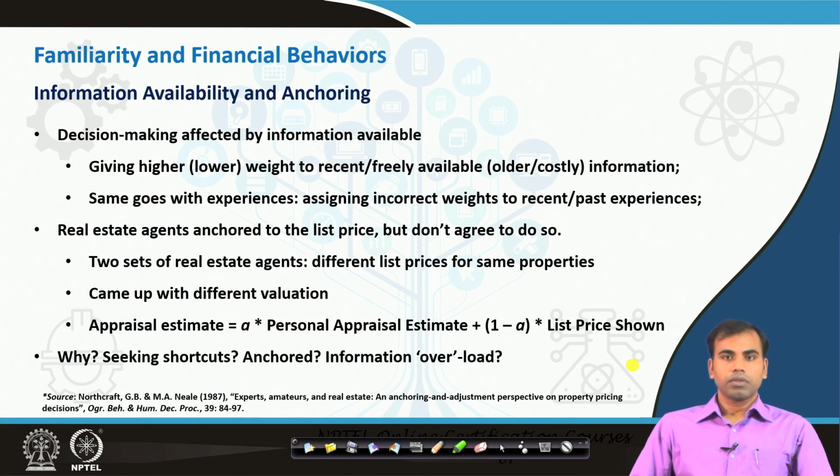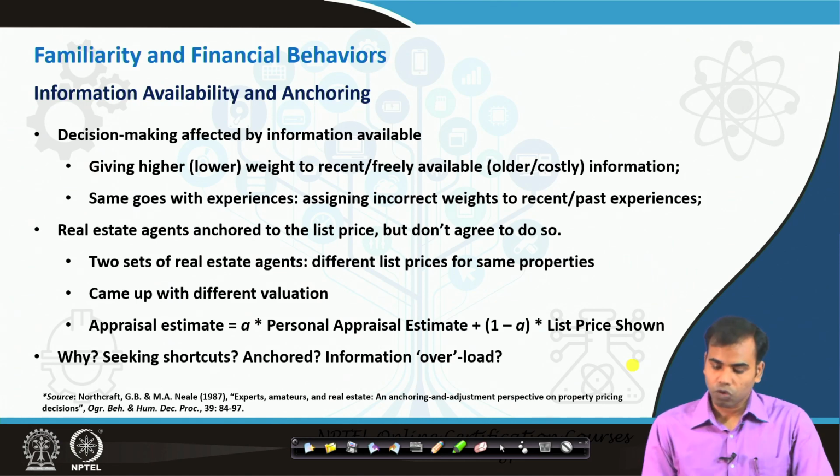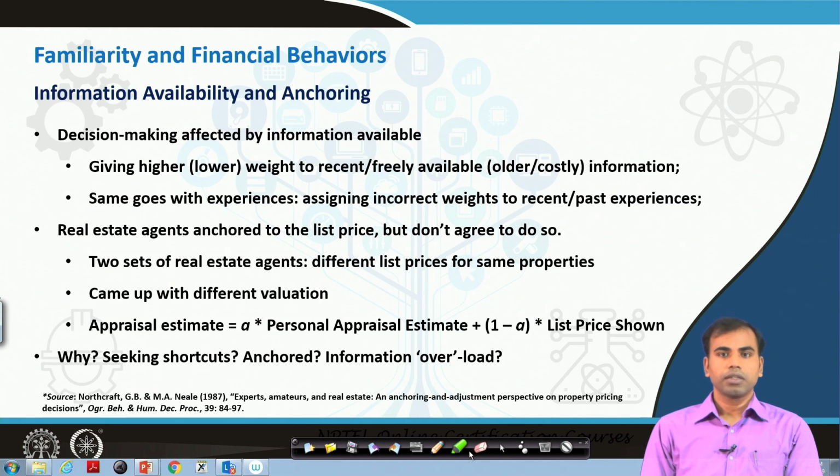One set of real estate agents was given the information, apart from the traditional information in terms of the characteristics and features of the properties. They were given a list price which was, let us say, x. So, if I can say that the two sets of real estate agents were given two different list prices. One of the two sets was given a list price of x, whereas the other set of real estate agents was given the list price of y, and then they were assigned the task independently.